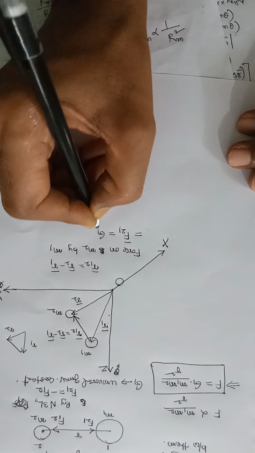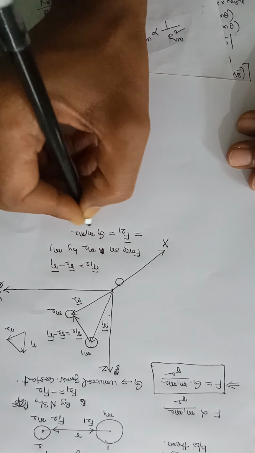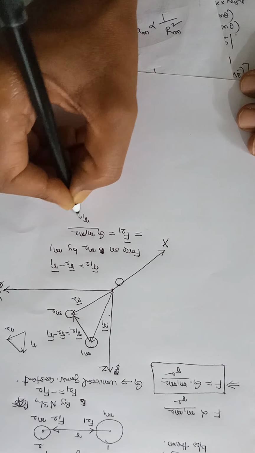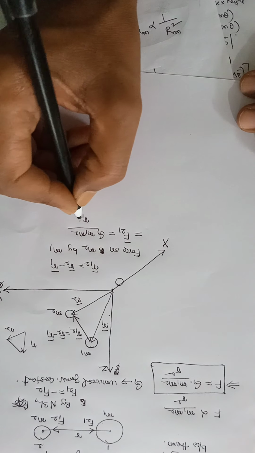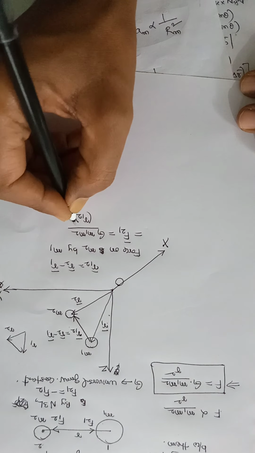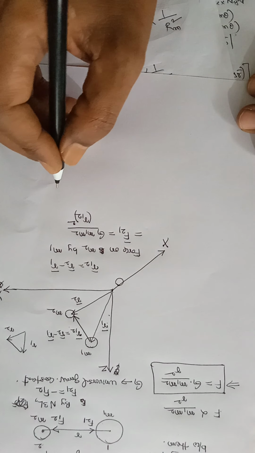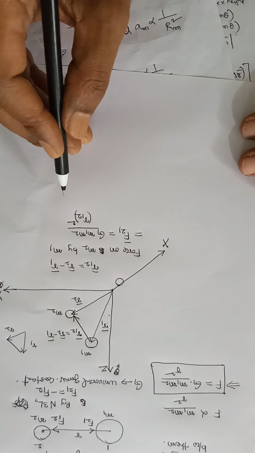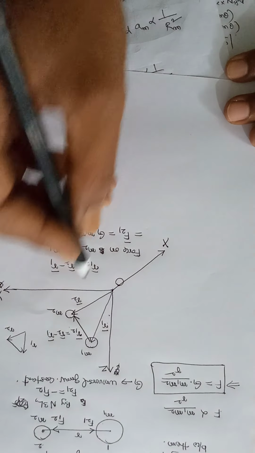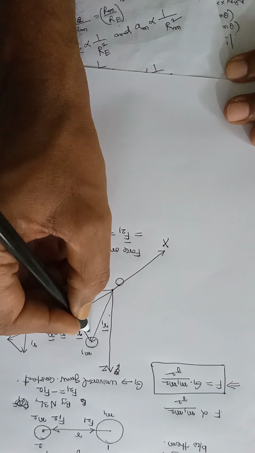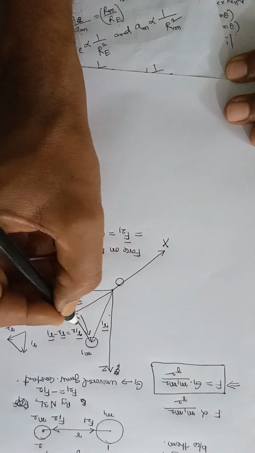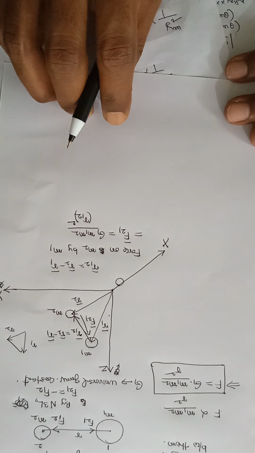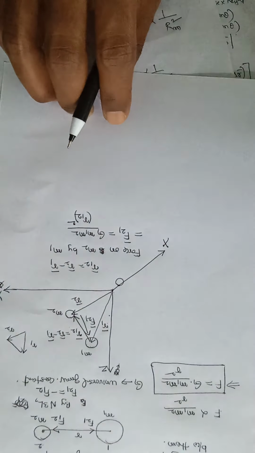G M1 M2 by R12 square, the distance between these two is R12. So this is magnitude. Now we should show the direction. So the direction is in this direction, because this is attracting this.